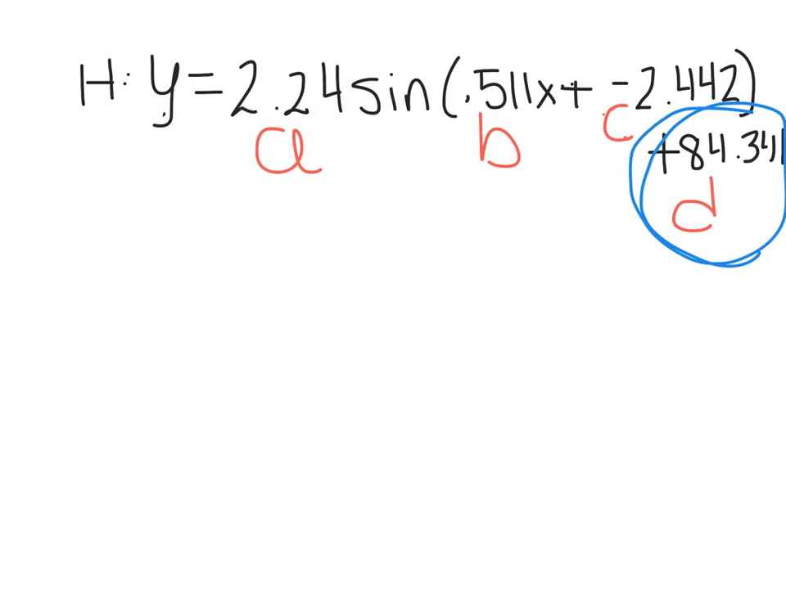So if you look at the Chicago model, that D value on the Chicago model is 55.708. So the average temperature in Chicago is 55.708.